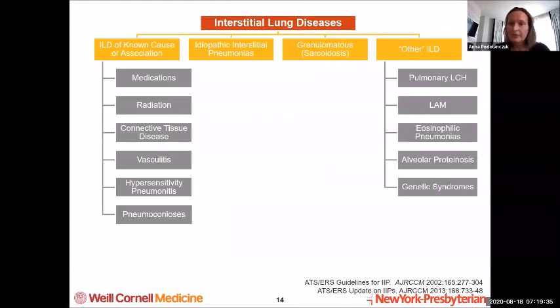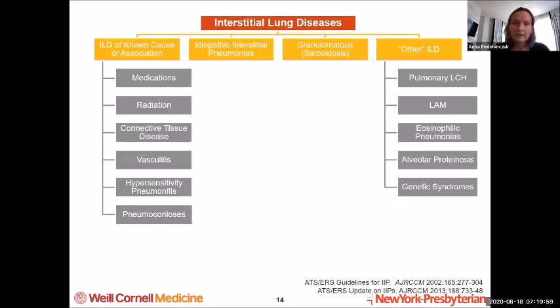Then I'll just briefly mention the other category, which includes things like pulmonary Langerhans cell histiocytosis, LAM, eosinophilic pneumonias, alveolar proteinosis, and genetic syndromes. These are not very commonly seen, and so I'm not going to spend too much time on them, but just so you recognize that these diagnoses also fall under the umbrella category of interstitial lung disease.